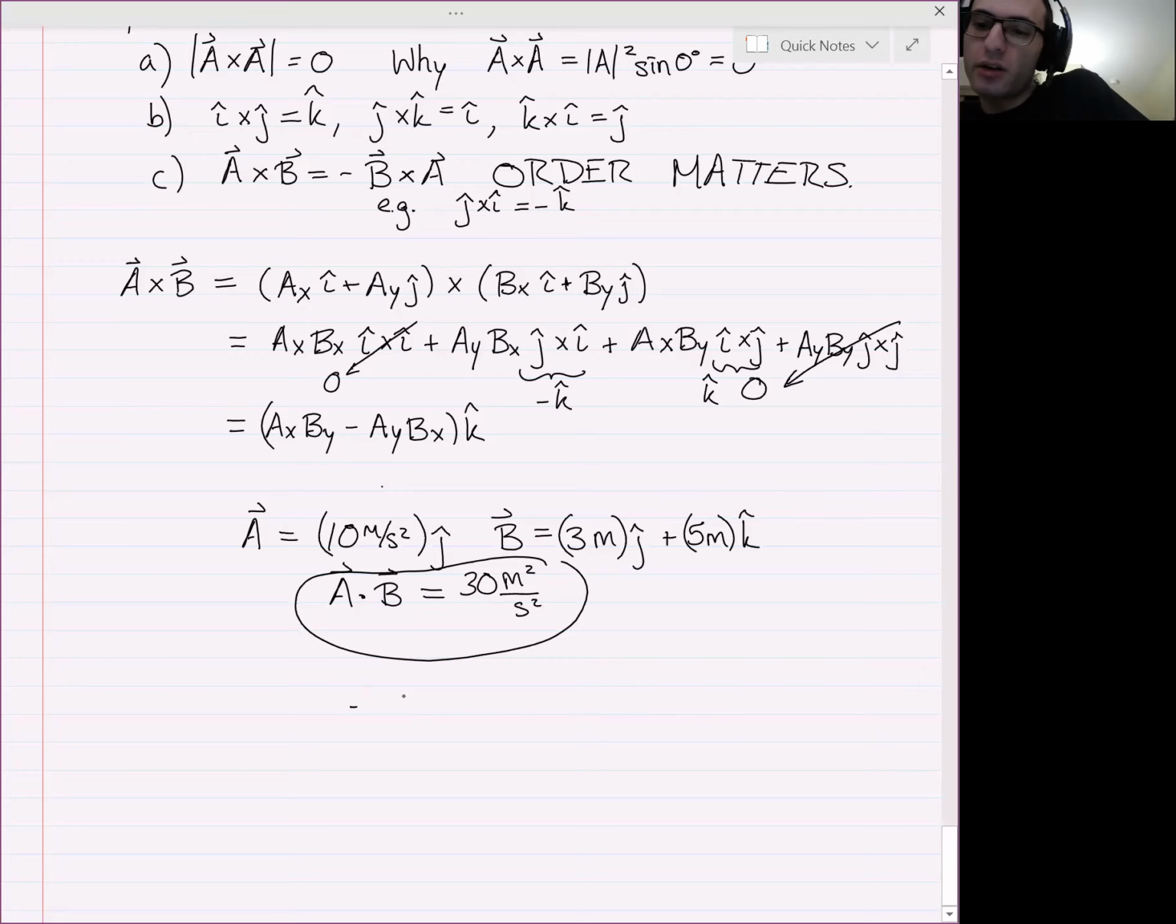So to answer Ismar's question, does that mean that we can dot and cross velocity and acceleration vectors? Yes, you could dot and cross those. Whether or not those are meaningful is a different question, but yes, you can do those.